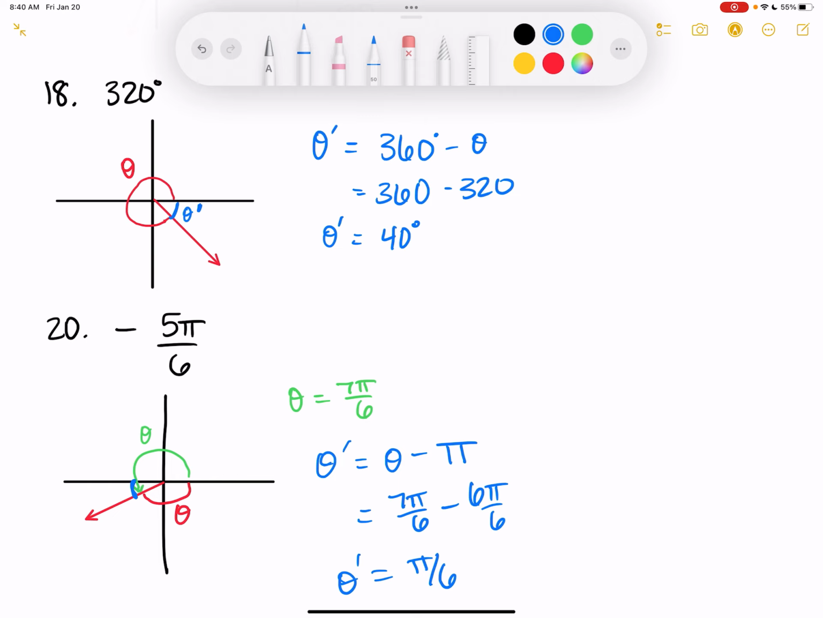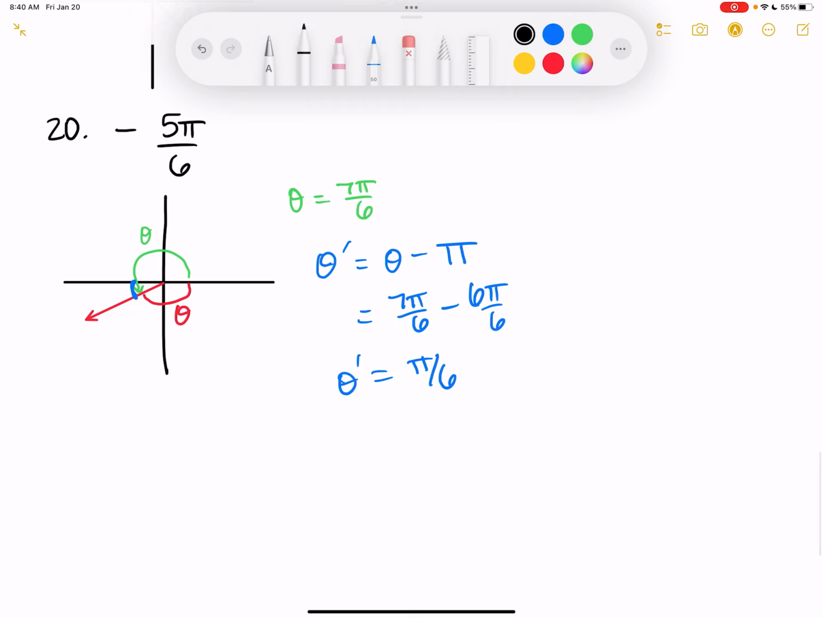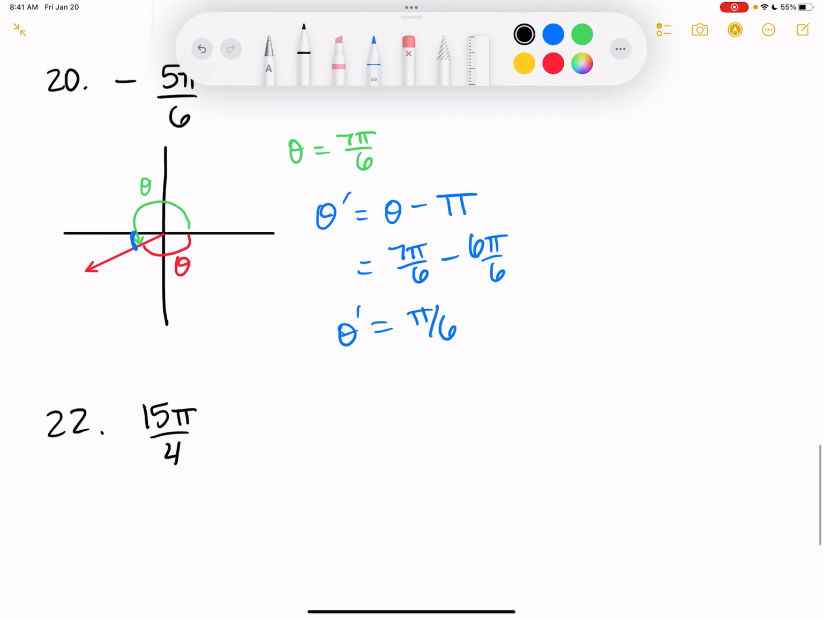All right, let's do one more just because it's a little bit different. So 15 pi over 4. This one is a positive angle, but it's bigger than 2 pi. So when we do this, we need to get it down to a value less than 2 pi, or it's not going to give us a reference angle. It's going to give us something bigger than an acute angle.